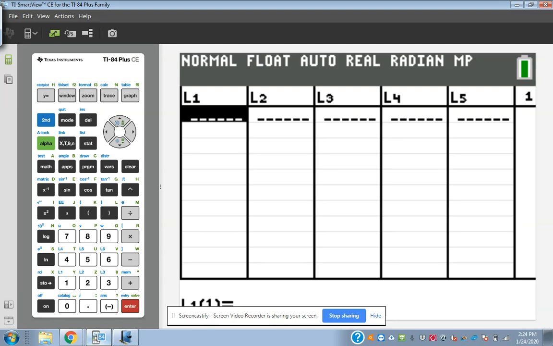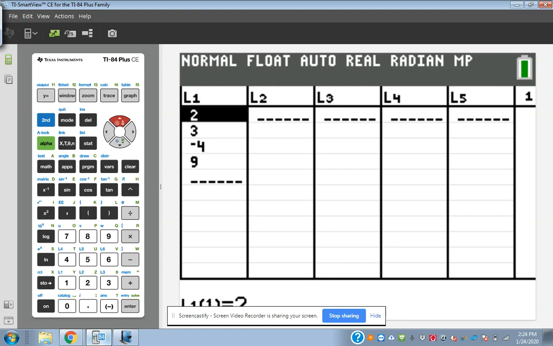Now, some of you may have some data that's in your list. You may have numbers that are already there. Raise your hand if you do. Okay, good. I'm glad you do, because I'm going to show you how to clear out a list. So let's say I had some random numbers in this list. I'm going to put some in there just so I've got some. So when I went to edit, I had these numbers in that list.